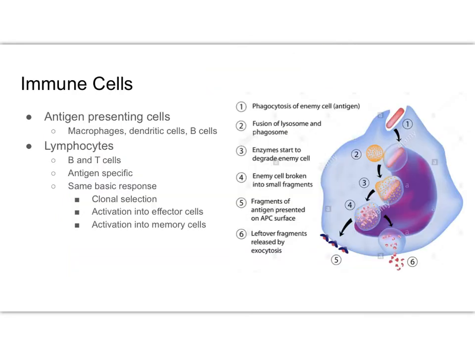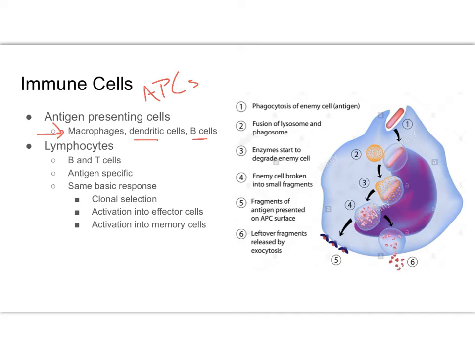So let's look at some different kinds of immune cells. The first one we're going to look at is called antigen-presenting cells. Antigen-presenting cells are also called MHCs. The types of cells that fall under this category are macrophages, those big giant cells that eat things. So macrophages, dendritic cells, and B cells can all be antigen-presenting cells.